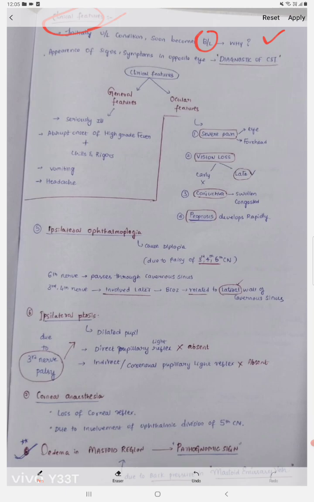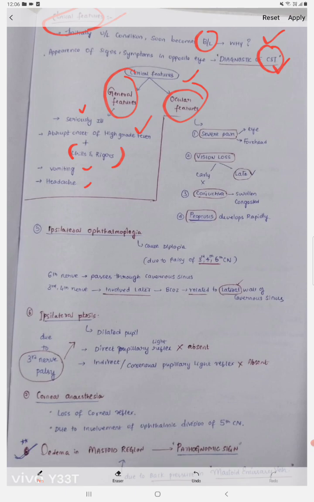Okay, and coming to the signs and symptoms, because clinical features include the signs and symptoms. If one eye has the signs and symptoms and the other eye also develops the same signs and symptoms, then it is a diagnostic feature of cavernous sinus thrombosis, because it is going to develop into a bilateral condition from the unilateral condition. Okay, coming to the clinical features, the general features and the ocular features, we are going to discuss the general features first. The patient will be very seriously ill. Abrupt onset of high-grade fever can be present, along with chills and rigors. Okay, vomiting and headache are also generally seen in the patient.